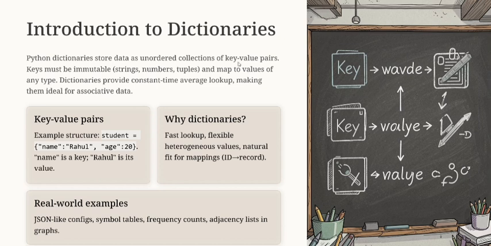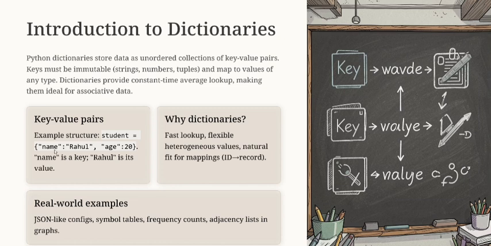You can see here it's written: Python dictionaries store data as an unordered collection of key-value pairs. Keys must be immutable, such as strings, numbers, tuples, and map to values of any type. Dictionaries provide constant time average lookup, making them ideal for associative data. For example, here you can see an example of key-value pairs.